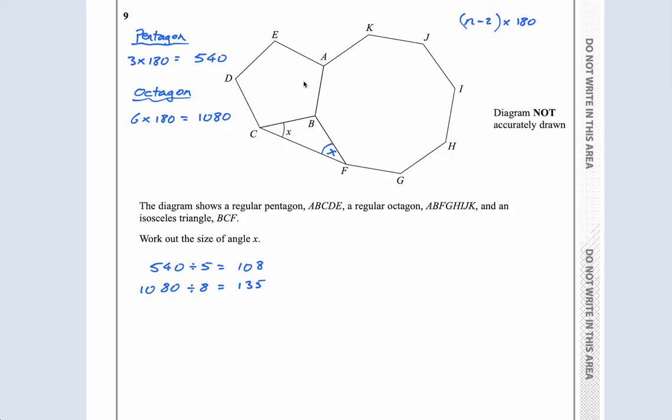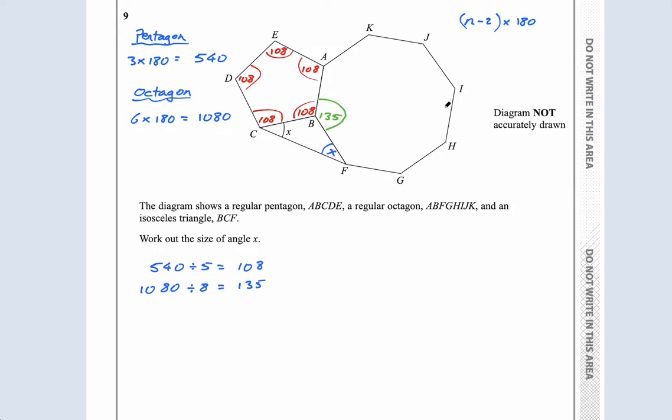That means this angle here is 108, because, let's use a different color, guys, they're all 108. This is 108, this is 108, etc. But I only care about this one, and I'll show you why in a second. Similarly here, these ones are all 135. So this angle here is 135.